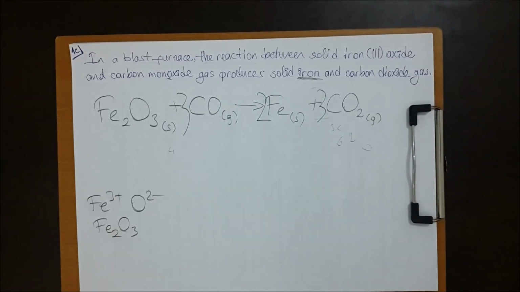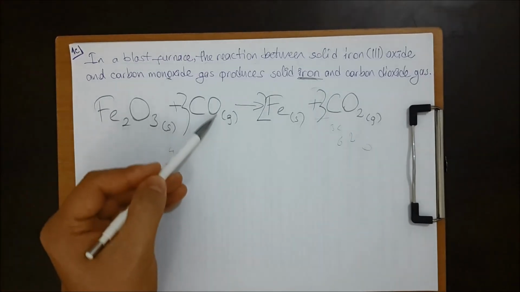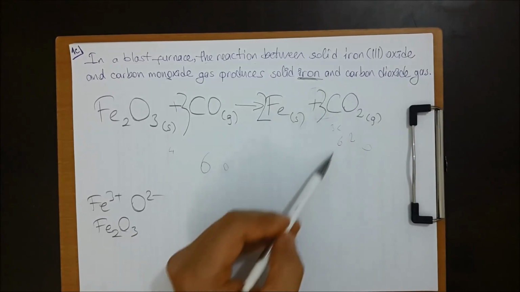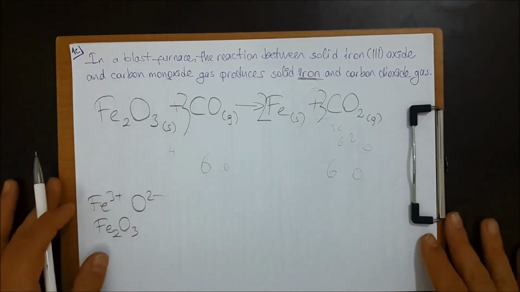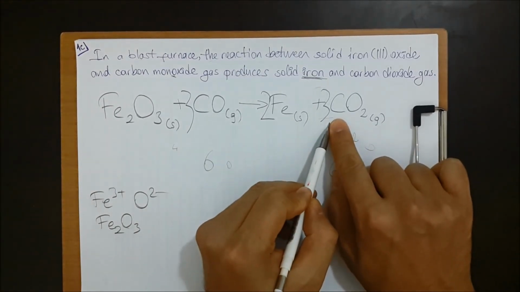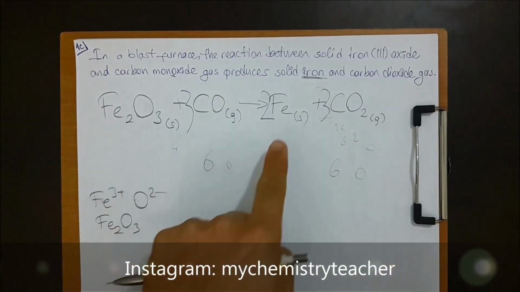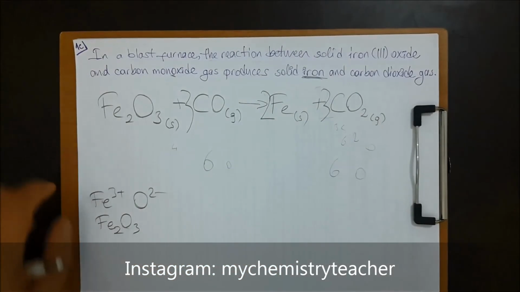Okay. And now let's count the number of oxygen atoms. 3 here plus 3 times 1, 3 oxygen atoms, 6 oxygen atoms. And 3 times 2, 6 oxygen atoms I have on the right side. So my oxygen atoms have been balanced. What about the carbon atoms? 3 carbon atoms on the product side and 3 carbon atoms on the reactant side. Balanced. 4 iron atoms: 2 iron atoms on the right side and 2 iron atoms on the left side.